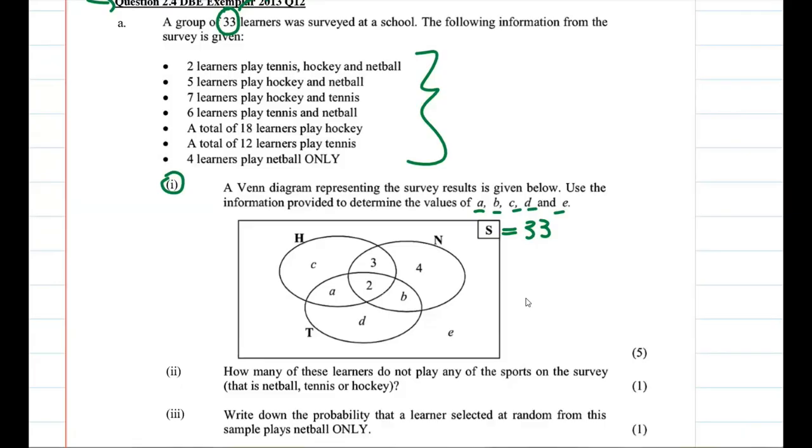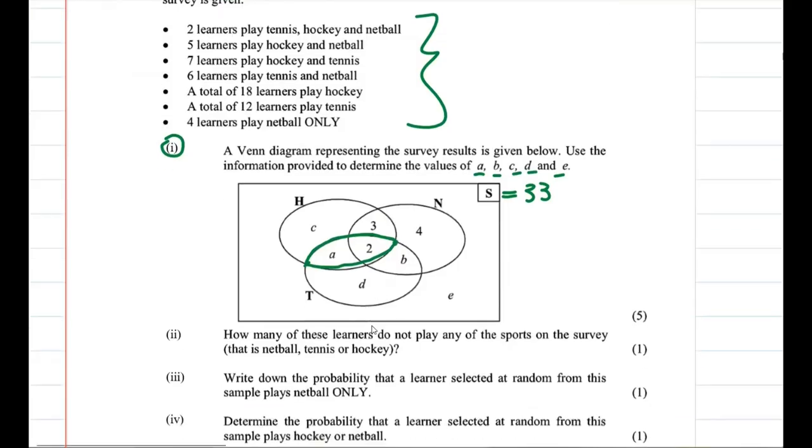It's in the center, here in the middle. Now they say 5 learners play hockey and netball. So hockey and netball, that's this area here. And that also corresponds with what they said in the paragraph, correct? Yes. Now they say 7 learners play hockey and tennis. Hockey and tennis is this area over here. So what does that tell me about A?